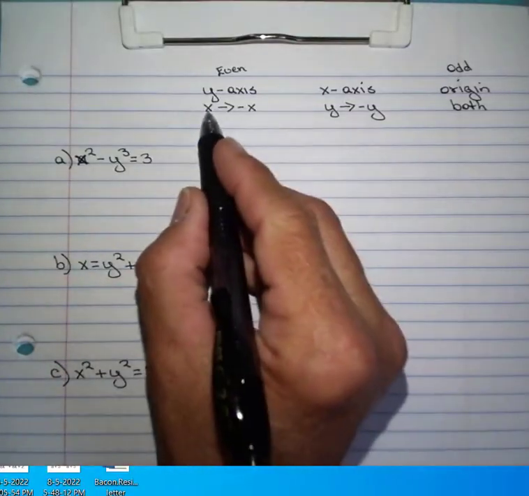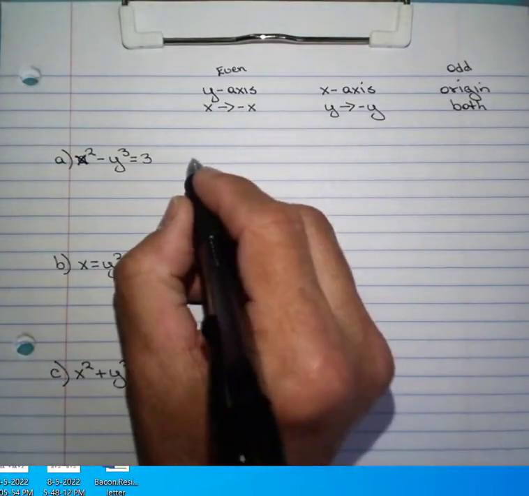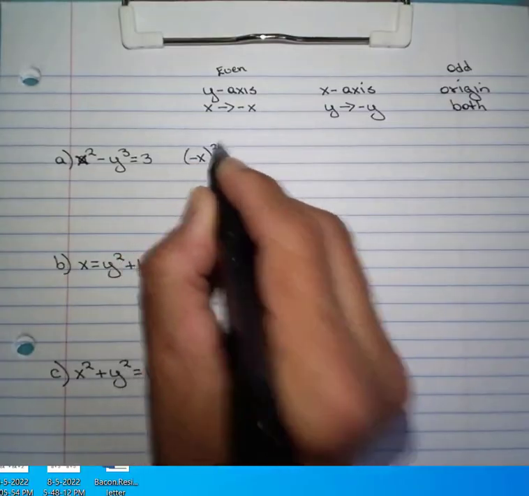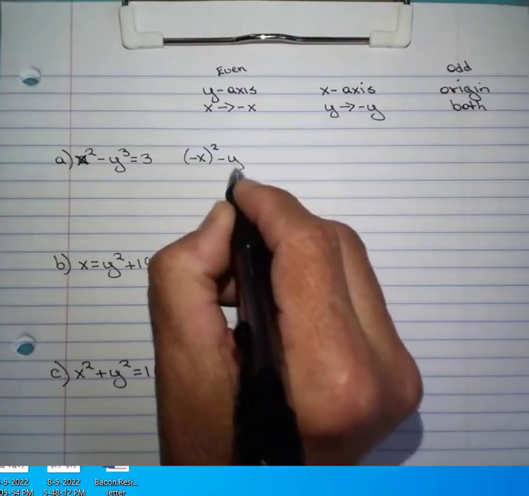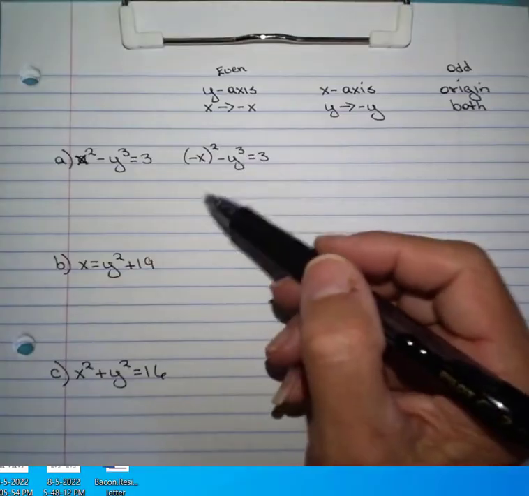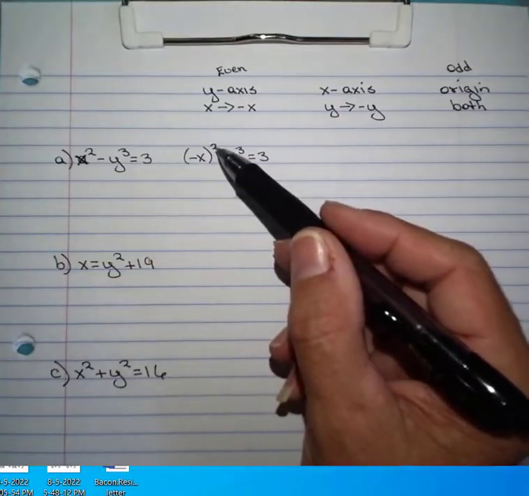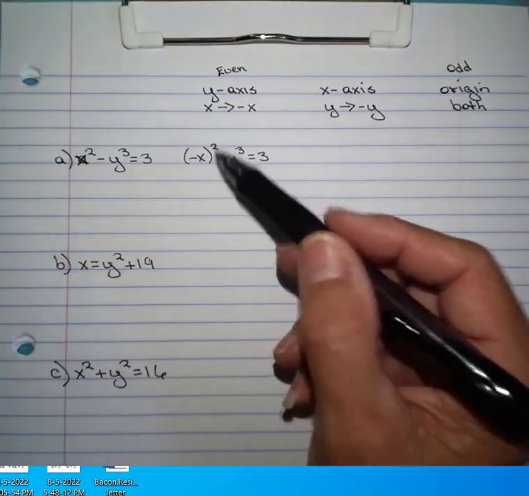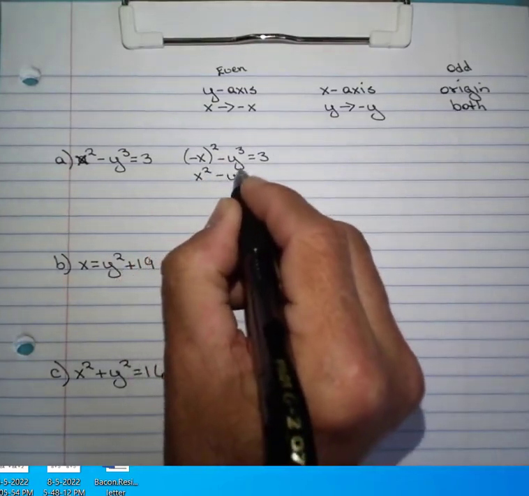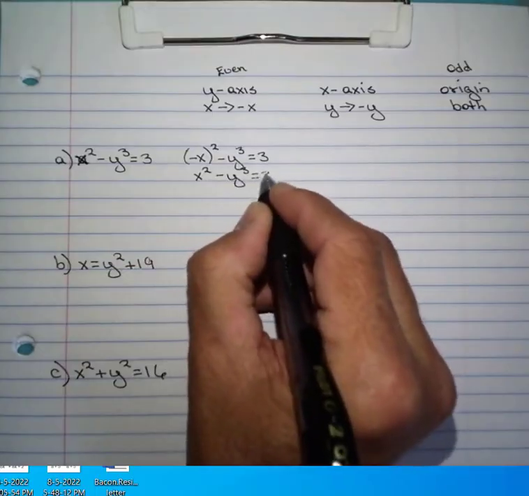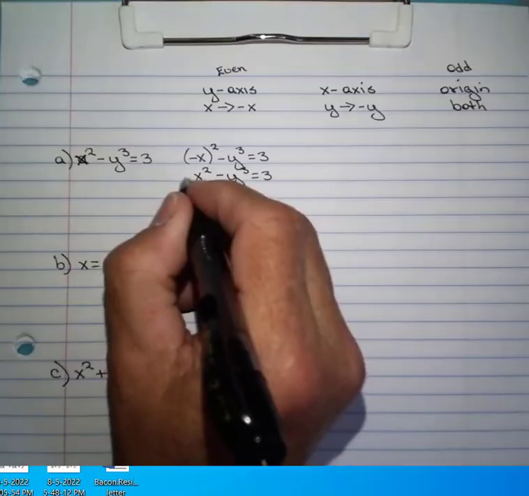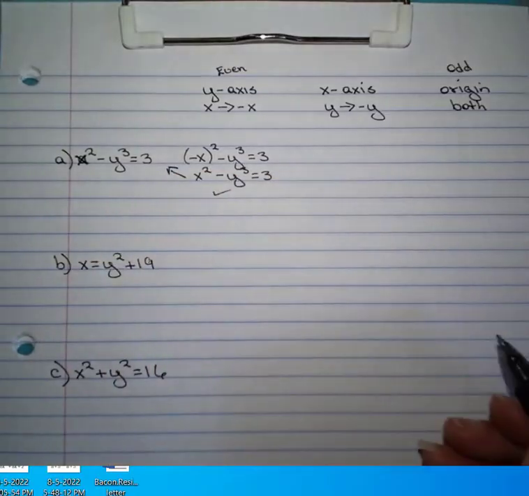So I'm going to replace everywhere I see an x, I'm going to put a negative x. So this would say negative x, and because it is negative, I better put it in parentheses, squared, minus y cubed is equal to 3. Well, a lot of these symmetry issues are going to deal with the exponents. If I square a negative, I have a positive, right? So that function does have y-axis symmetry, doesn't it? Because this is exactly the same as the original function.